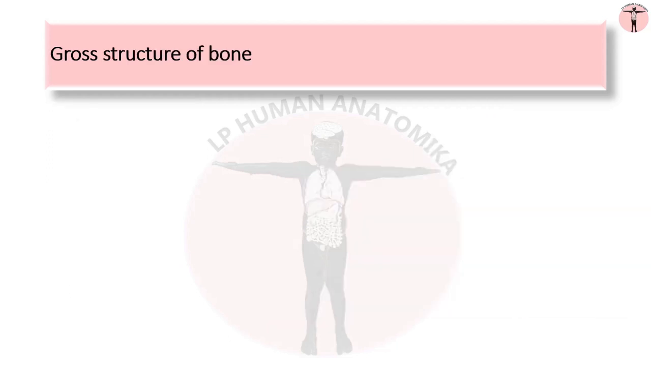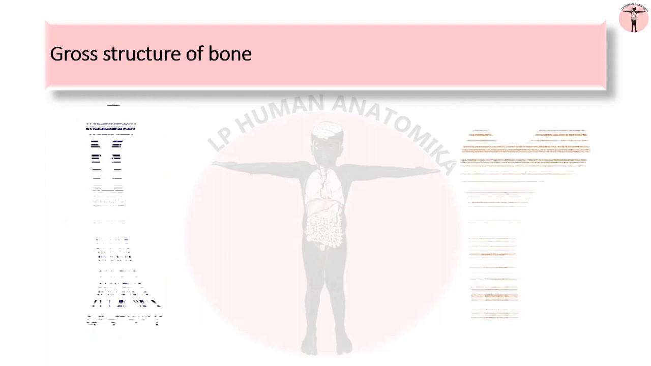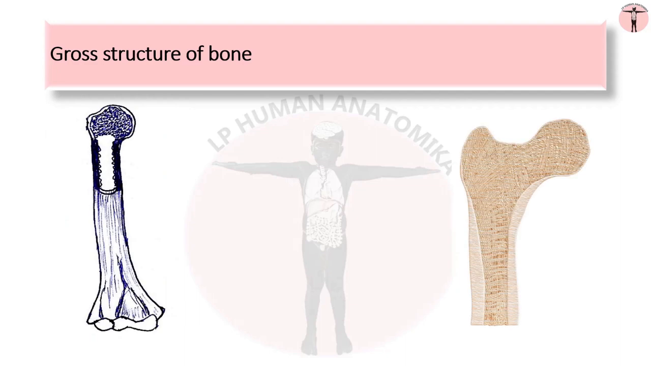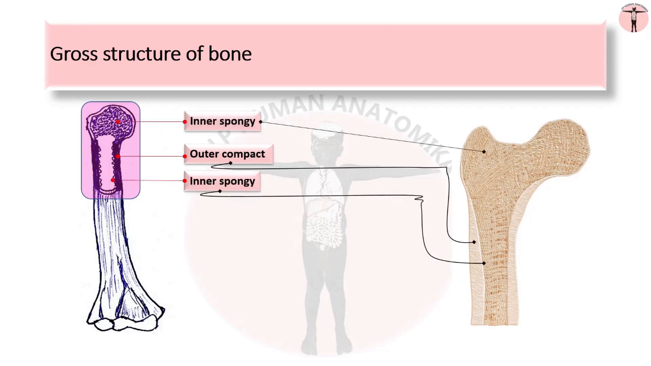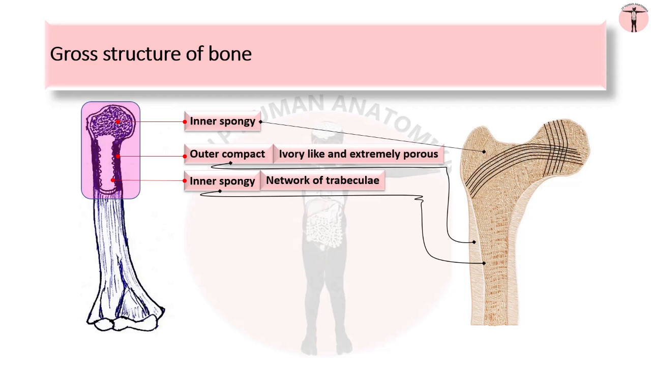In the structure of bone, first we will see the gross structure or macrostructure of bone. Later in another session we will discuss the microstructure of bone. When we take a section of bone and observe under the naked eye, the bone consists of outer compact and inner spongy bone. Compact part is ivory-like and extremely dense. Spongy part, also known as the cancellous bone, is composed of a network of trabeculae. The trabeculae are arranged along the lines of maximal internal stress and are adapted to resist stress and strain to which a bone is subjected.